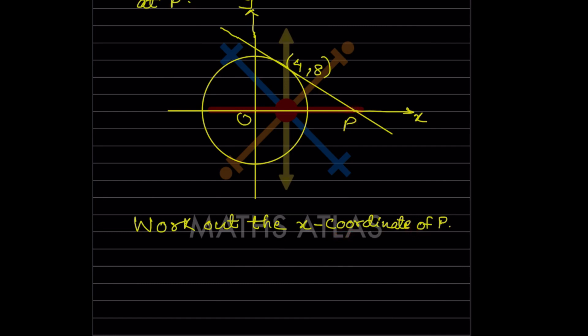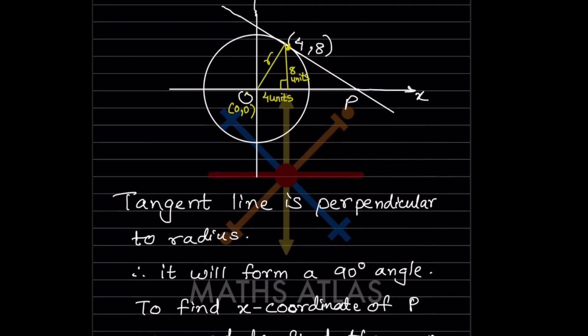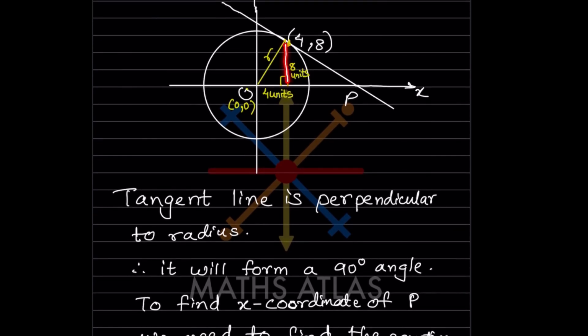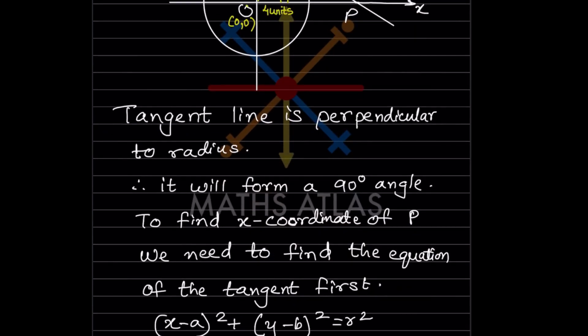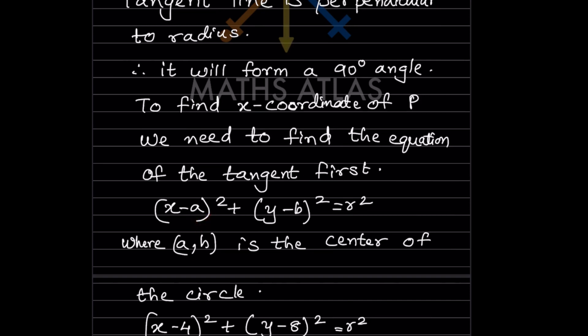Now I have drawn the same diagram. Here this is a tangent line, and a tangent is always perpendicular to the radius. This is going to be the radius, and it is always perpendicular to the radius, so it will form a 90-degree angle. Roughly, first we have to draw this. So this is going to be 4 and this is going to be 8. Now to find the x coordinate of P, we need to find the equation of the tangent first. This is the equation: x minus a whole squared plus y minus b whole squared is r squared, where a, b is the center of the circle.